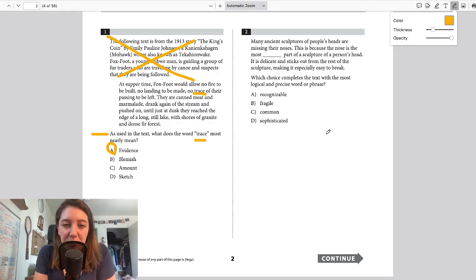Number 2, this one says, which choice completes the text with the most logical and precise word or phrase?